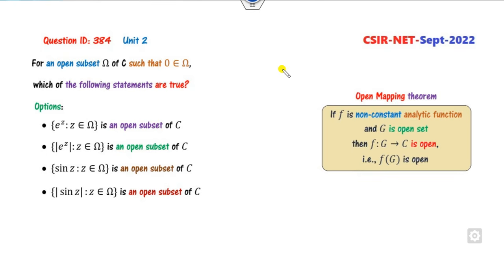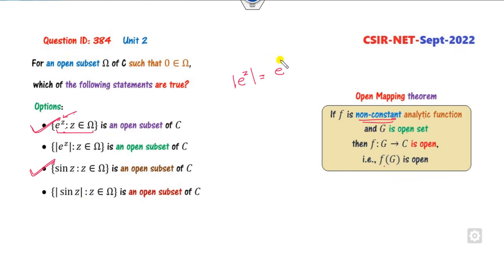What is the result? If you have a non-constant entire function f and G is open, then f of G is open. So your target is to prove this is non-constant. E raised to power z is non-constant. This is also open, so it is here. Similarly, sin z is open. Look at the modulus of sin z and e raised to power z.